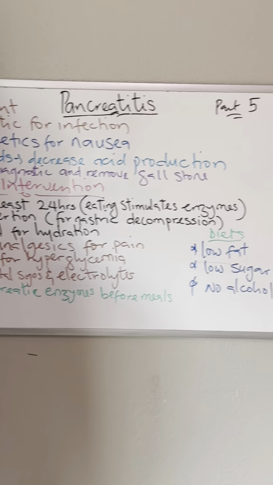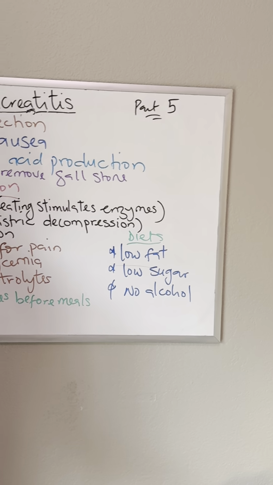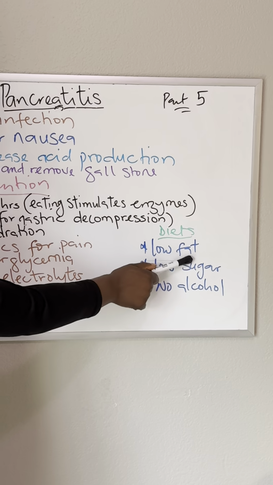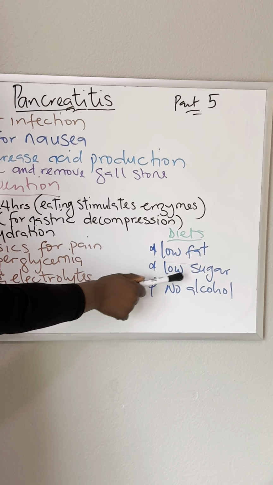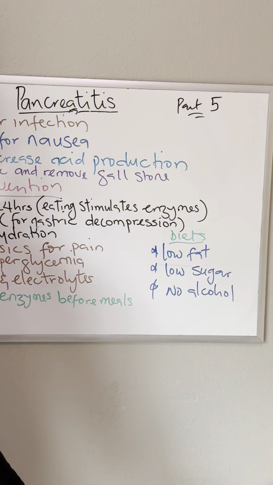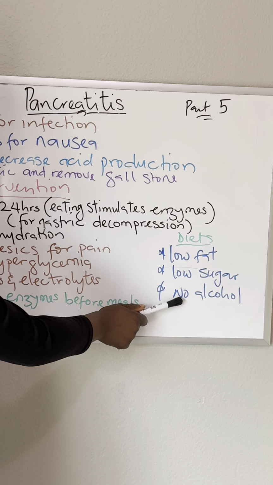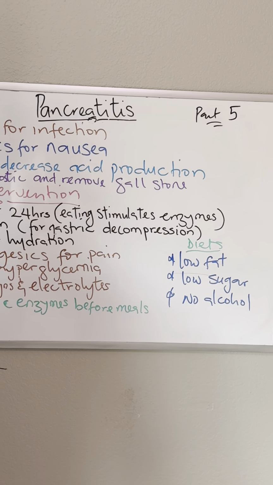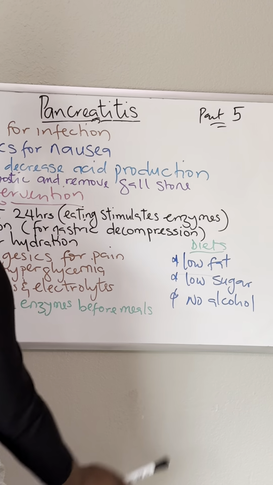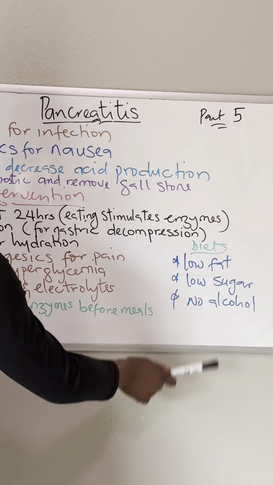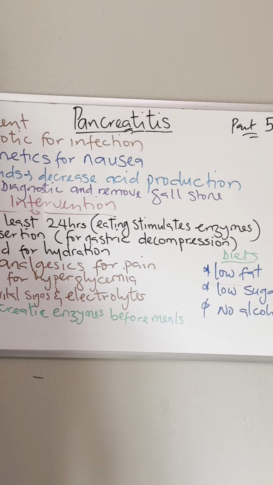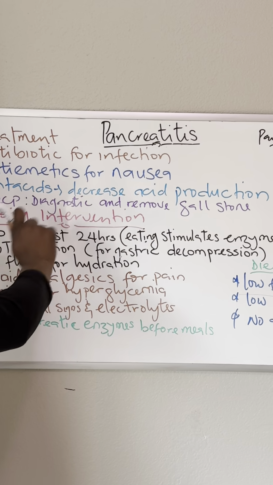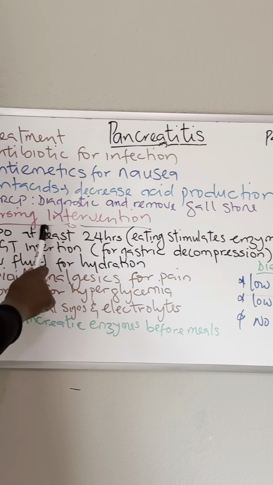Okay, so what is the diet? There are diet restrictions. What diets are you going to give to this patient? You make sure the patient takes diets that are low in fat, low in sugar, and diets that do not contain alcohol. So you want to restrict alcohol, you want to give a low fat diet, and you want to give a low sugar diet. So I'm going to do a quick recap here. We're talking about pancreatitis, the treatment, and the nursing intervention.